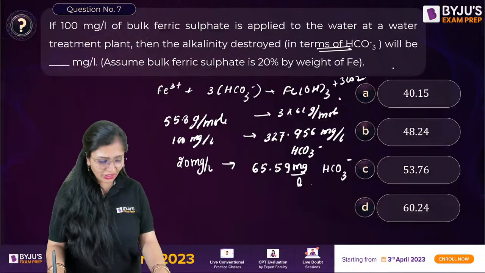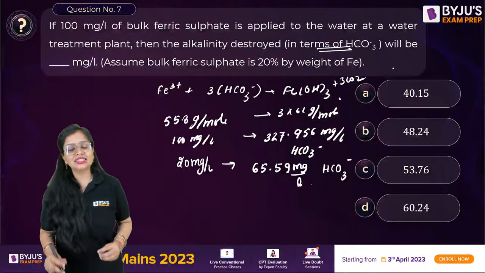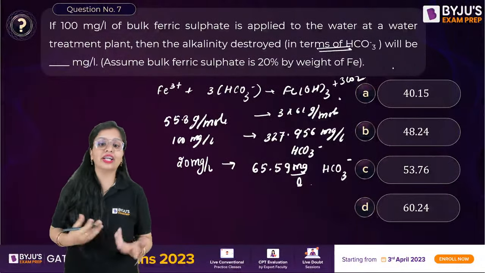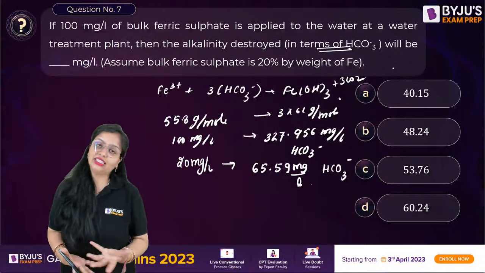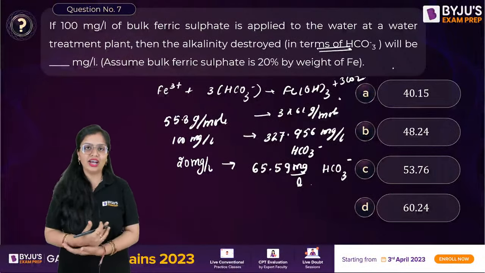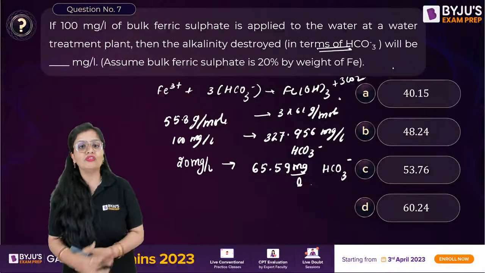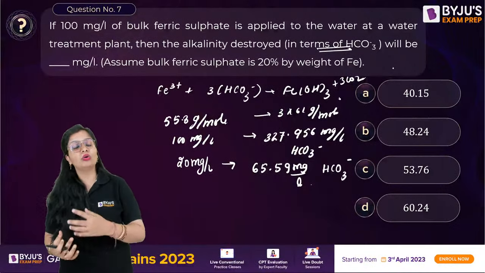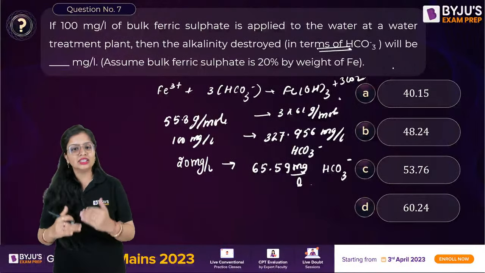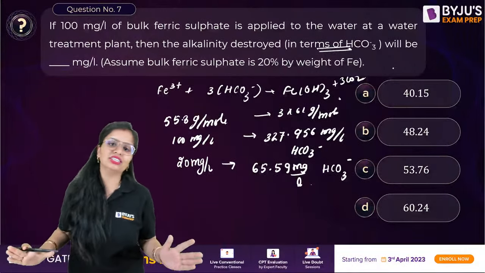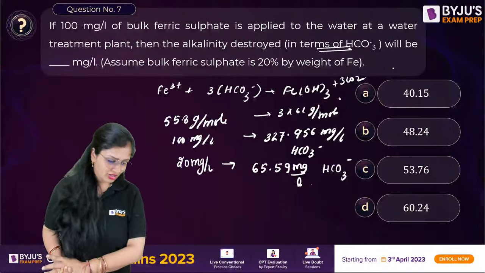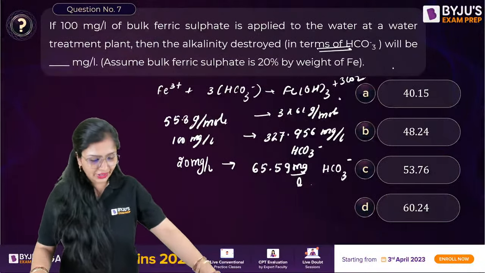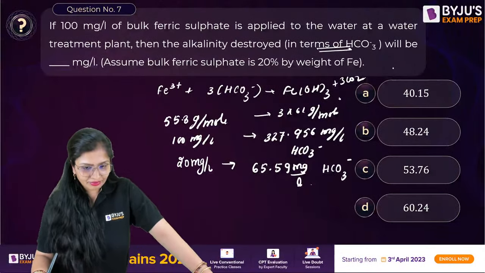Why you won't divide it, Nagesh? Here it is asking for the alkalinity destroyed. It is not asking you the required amount of ferric sulfate. Generally, you have the habit of dividing whenever they ask you the amount of ferric sulfate required, the amount of alum required. But in this question, it is not asking you any of these things. It is asking you the alkalinity destroyed. Clear? So that is the thing you should know. How much are you getting?